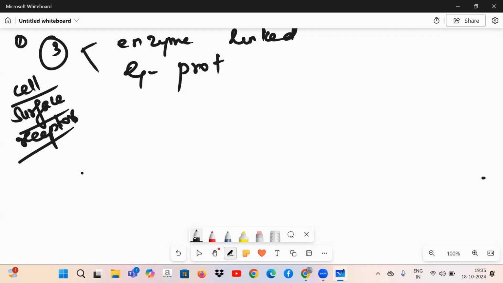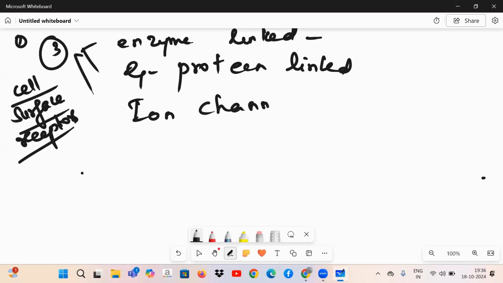Now we are moving on to cell surface receptors, which are also of three types. One is enzyme linked receptors. Second one is G protein linked receptors. And the third one is ion channel linked receptors. So these are the three different types of receptors. Is it okay? So we saw about cell surface.